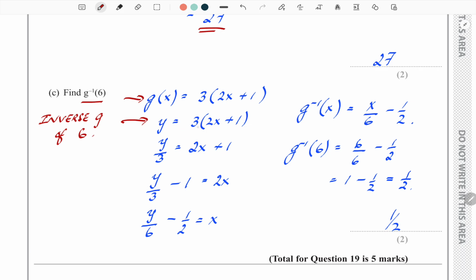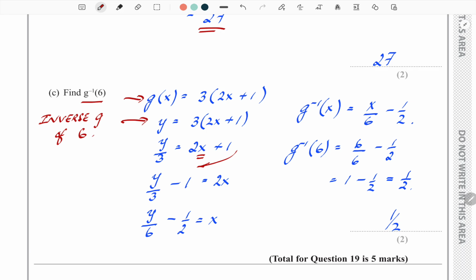So y equals 3 times 2x plus 1. And it's a question of now making x the subject. So divide both sides by 3. Y over 3 equals 2x plus 1. Move the minus 1 to the other side. So y over 3 minus 1, and that equals 2x. And finally, we want to divide everything by 2.